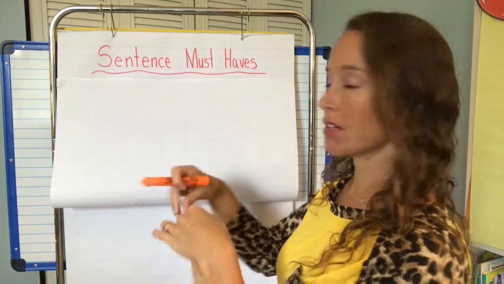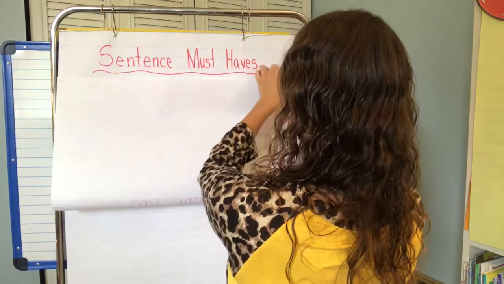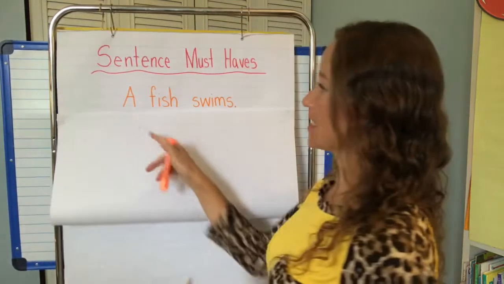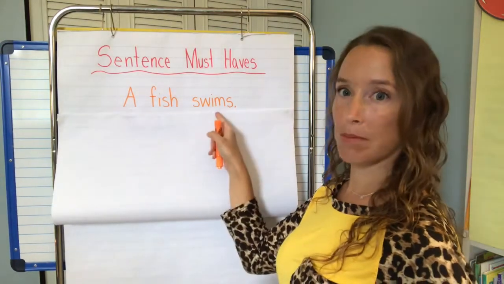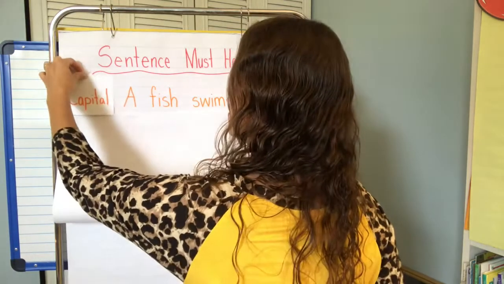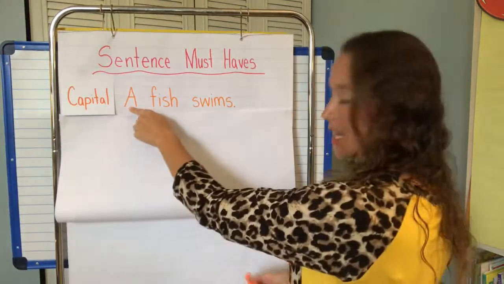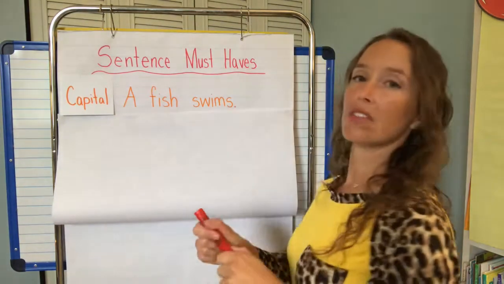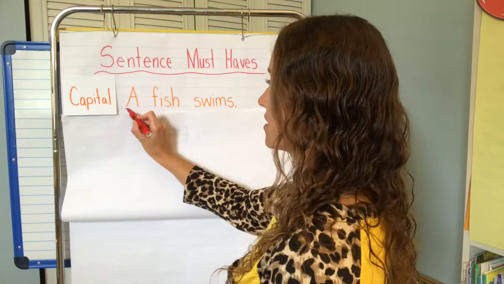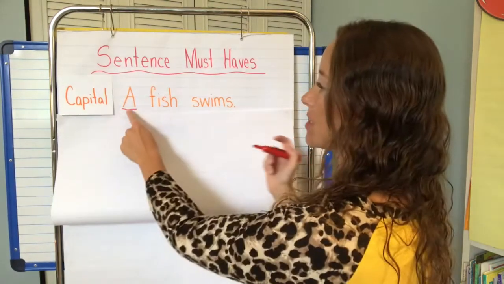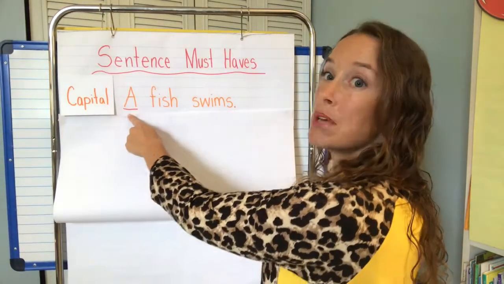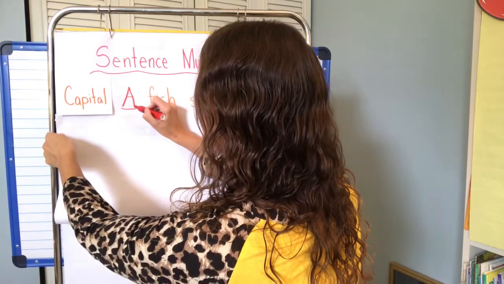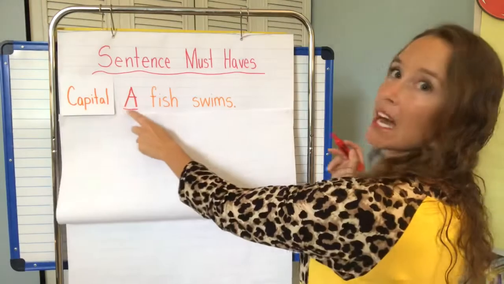So let's take a look. So I have a sentence here. A fish swims. Okay. If you notice, the first letter starts with a capital. And let me just go over that in red. So this is my first letter of the sentence, and it must be a capital letter. A capital letter means it's the big version of your letter. So here's the capital A. Okay. Remember, that's a capital A.